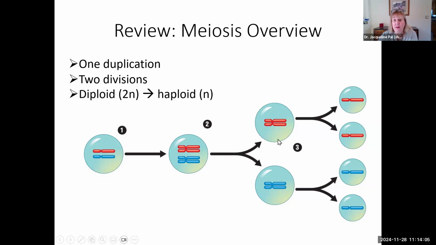The second division is called meiosis 2, where we split up the sister chromatids and end up going from 2 cells to 4 cells. It is staying haploid at that point.